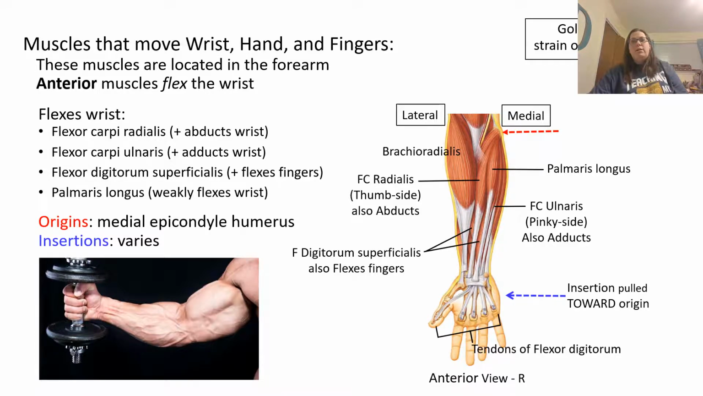Now, golfer's elbow is when we see a strain in these flexor muscles. All right, so we see a strain in these muscles here in the forearm when we talk about golfer's elbow.